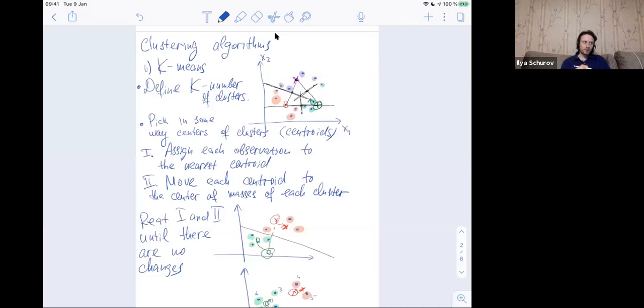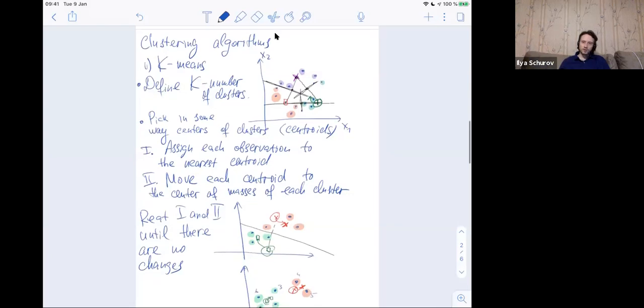Sometimes you apply this clustering algorithm, and you get a result that this and this observation are in the same cluster, and sometimes you can interpret it in some way. It means that they are close to each other, more than to some elements in some other cluster. I think we will discuss some examples during the exercises.